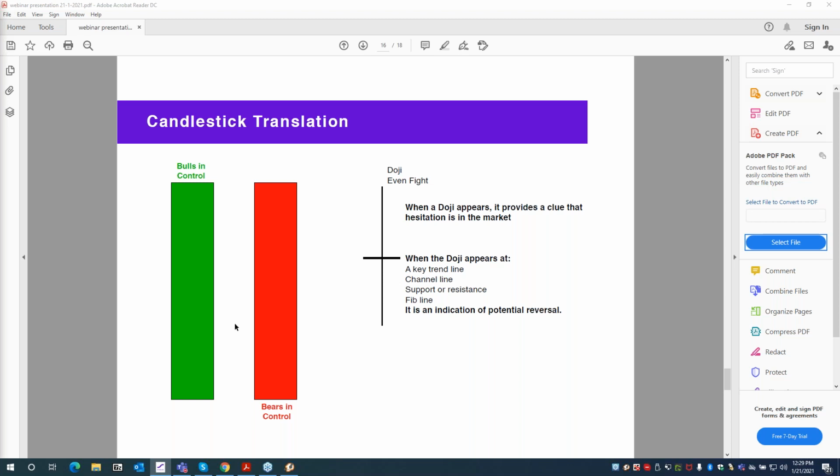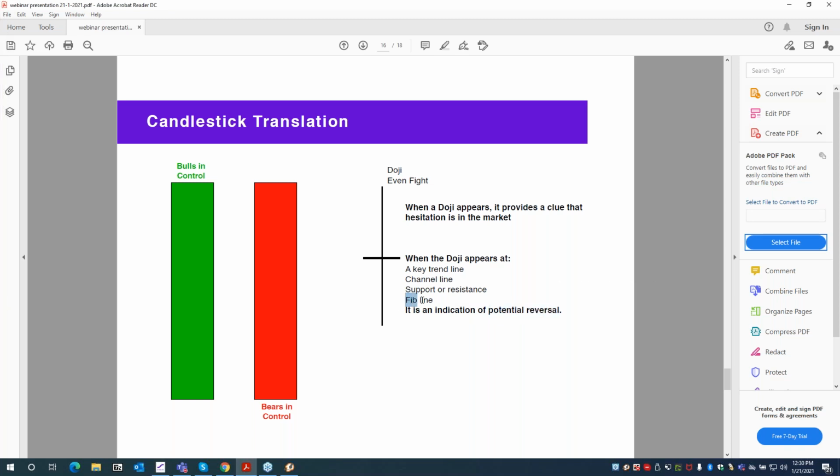Some people say that when there's a doji, it's very unpredictable, but it can also work to your advantage with, for example, a key trend line. So if you draw your trend line and there's a doji, you could expect some kind of reversal. A channel line is basically having an upward and downward trend line, which does create some kind of channel. It's also called a tunnel in the terminology. Again, if you have a doji on a support or resistance level, this is a potential for a reversal.